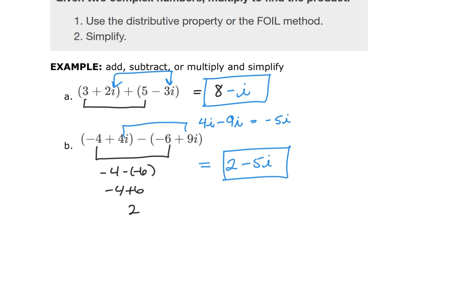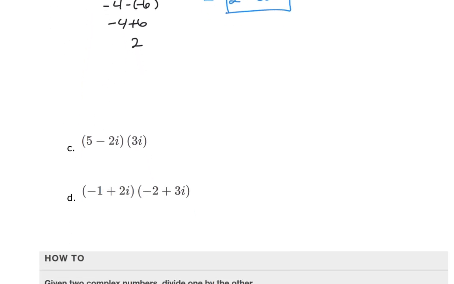Easy peasy lemon squeezy. Add like terms, or subtract like terms, and make sure you pull the negative through as appropriate. The multiplication is just as straightforward.